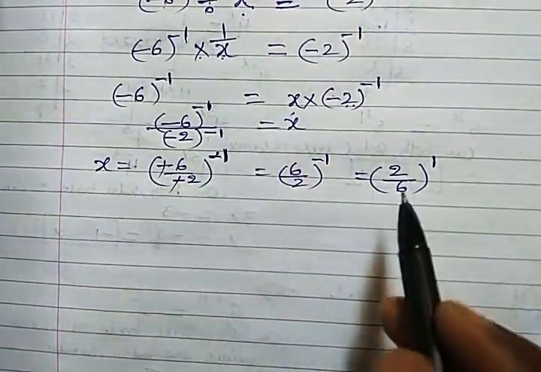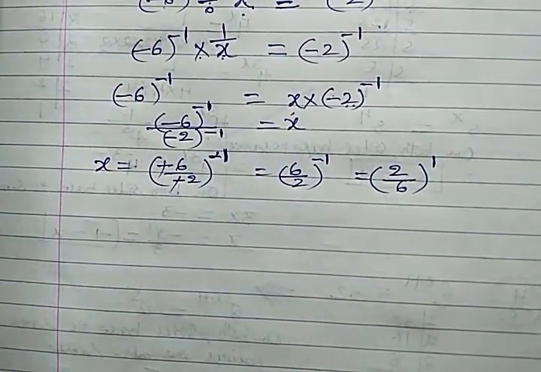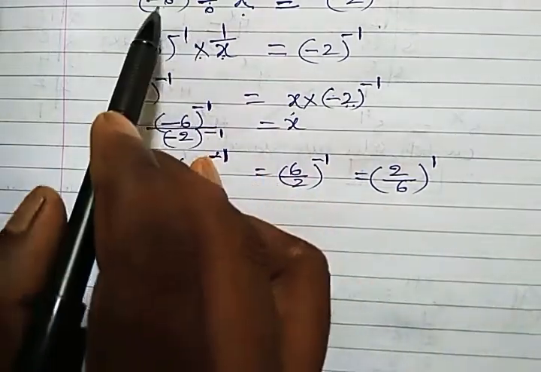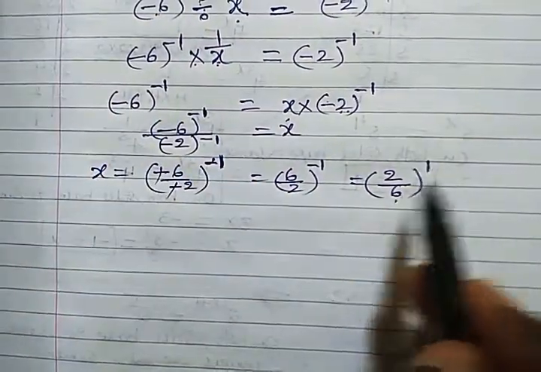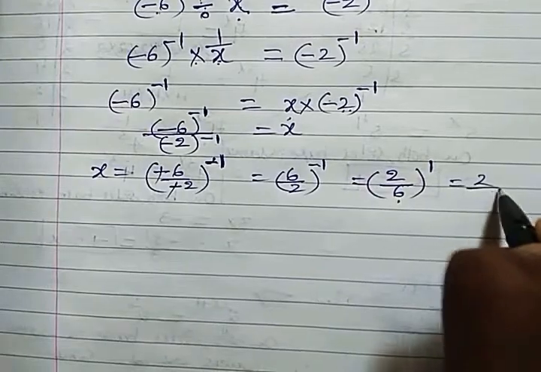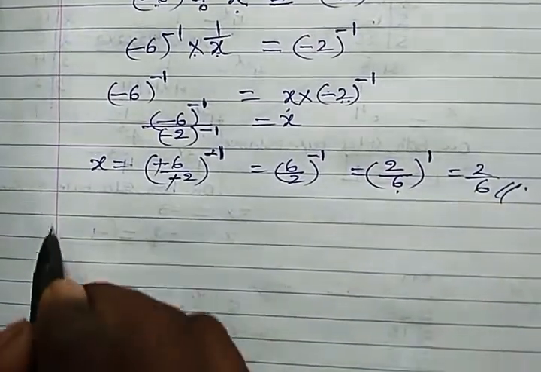What is the number to be divided? किस नंबर से, what is the number we need to find out for dividing this? That is 2 by 6 power 1, that means 2 by 6. So that's the question number 5.